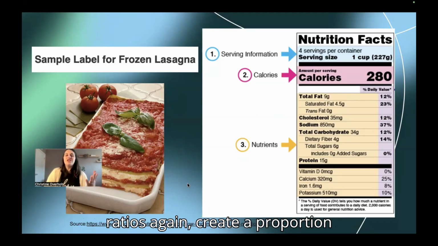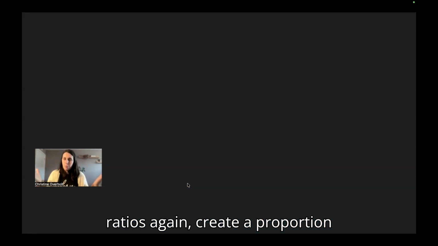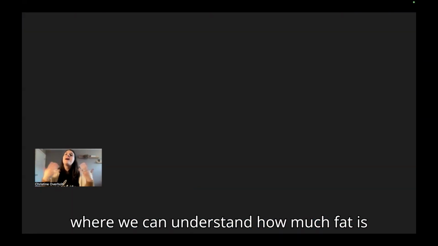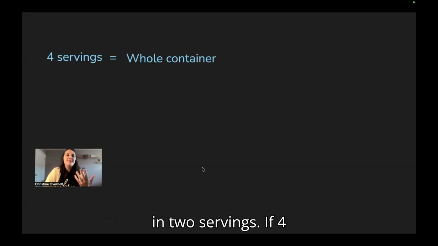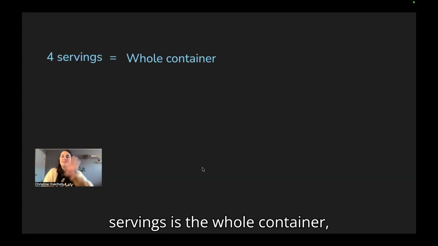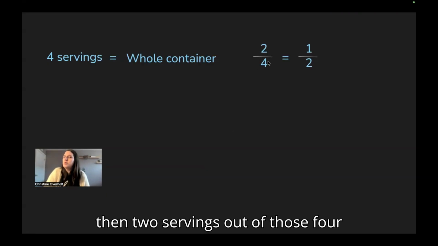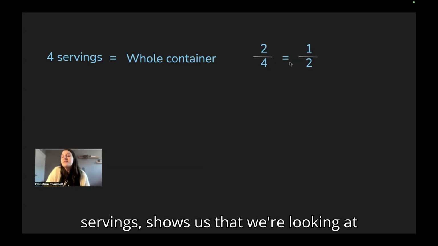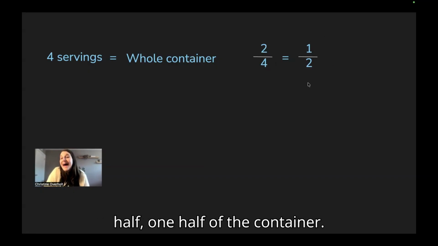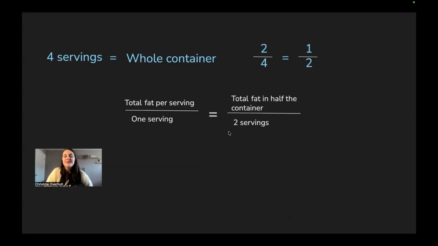So let's set up our ratios again, create a proportion where we can understand how much fat is in 2 servings. If 4 servings is the whole container, then 2 servings out of those 4 servings shows us that we're looking at half, 1/2 of the container. So here's how we're going to set this up.